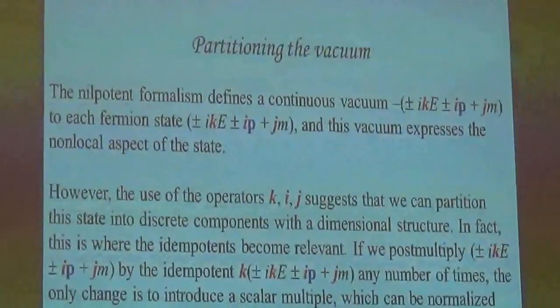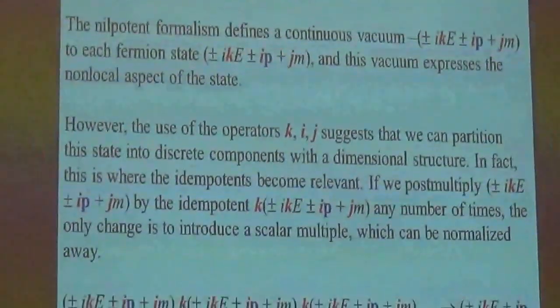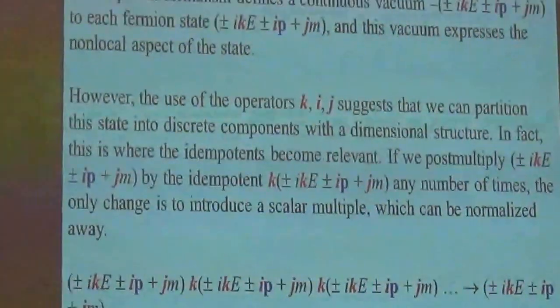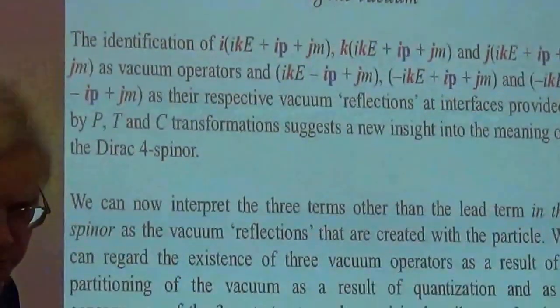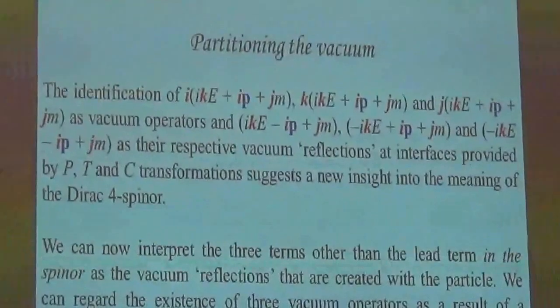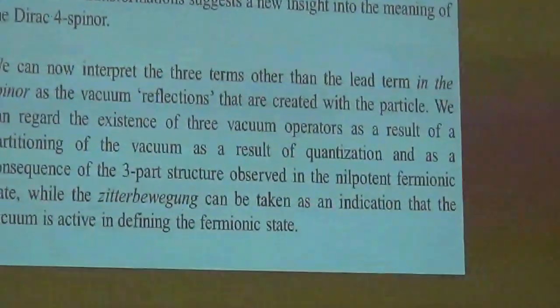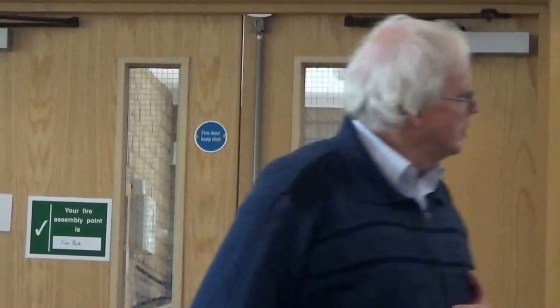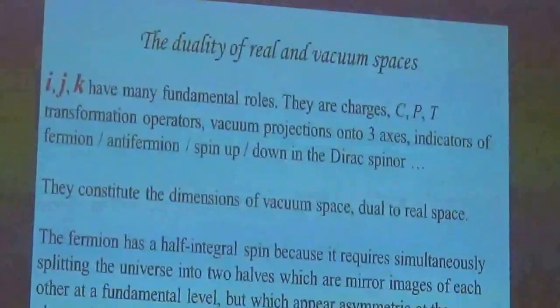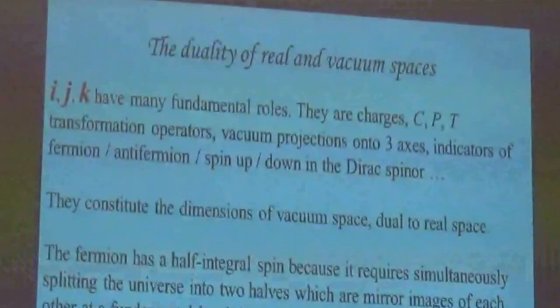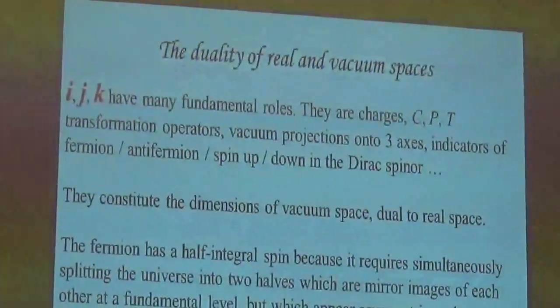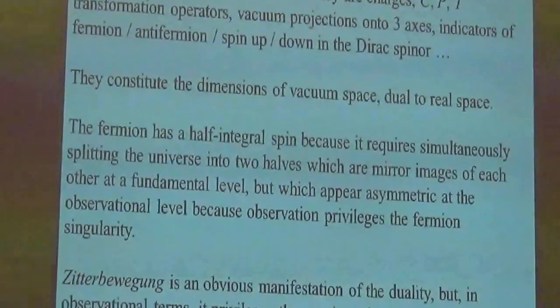But what I'm interested in is that these things partition the vacuum. K, I, and J partition the continuous vacuum of gravity into three gauge vacua. So if we identify these as vacuum operators, and the objects as vacuum reflections and interfaces, that suggests a new meaning into the insight of the Dirac force spectrum. So we've got the basic object, and then we've got three vacuum reflections. So they're the things into which it could conceivably transform. These things have many roles. They're charges, CPT transformation of vacuum projections, indicators of fermions, antifermions, all that kind of thing with the Dirac spinor. They're the dimensions of vacuum space dual to real space.